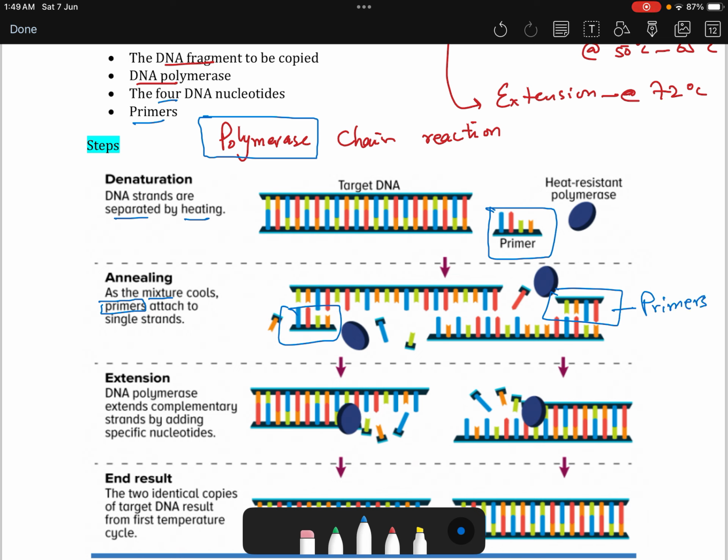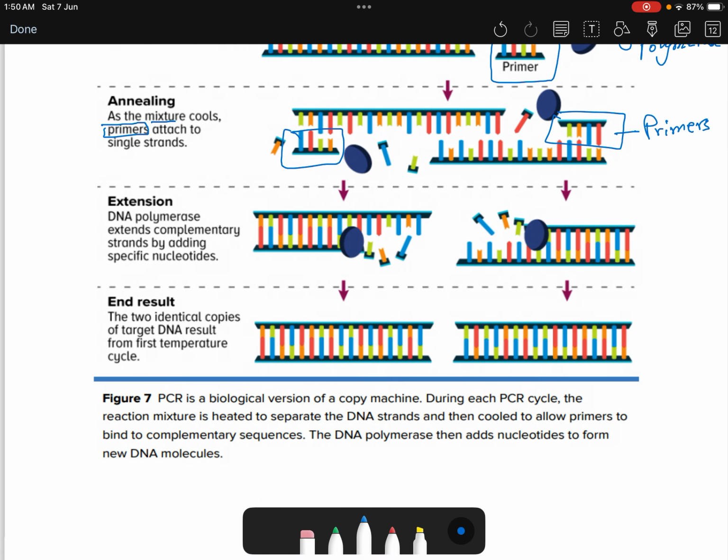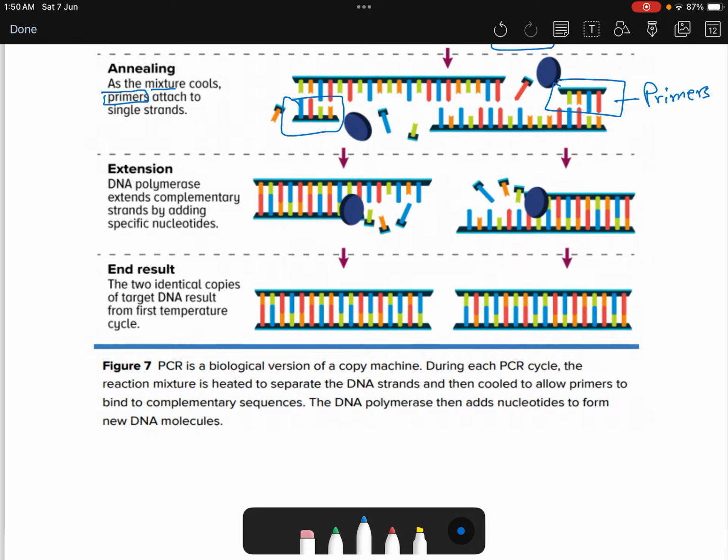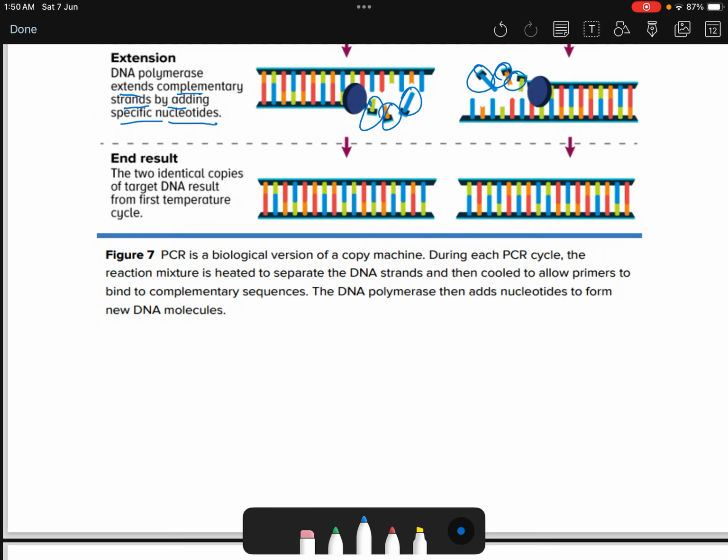Then we have the polymerase enzyme, and remember the heat resistant polymerase is a special polymerase which is called Taq polymerase. If you just say polymerase, that is correct. Taq polymerase, that is correct. DNA polymerase, that is correct. At least say it, please. Extension: DNA polymerase extends the complementary strands by adding the specific nucleotides, because we have the free nucleotides. All these are free nucleotides, and DNA polymerase attaches these free nucleotides over there.